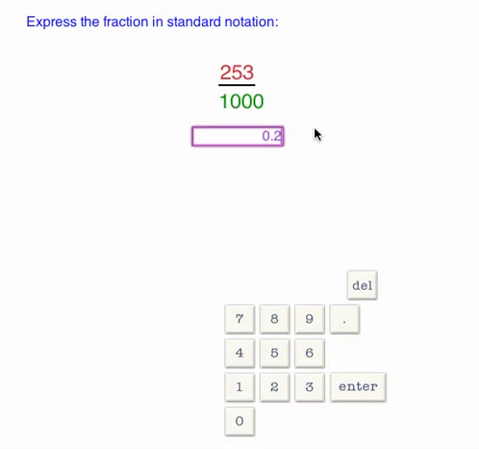So we're just going to write 253, and then make sure that the 3 is in the thousandths place. So tenths, hundredths, thousandths. The 3 is in the thousandths, so that's right. So I'm going to press enter. You can just press return on your computer if you like. Okay, express the fraction in standard notation.